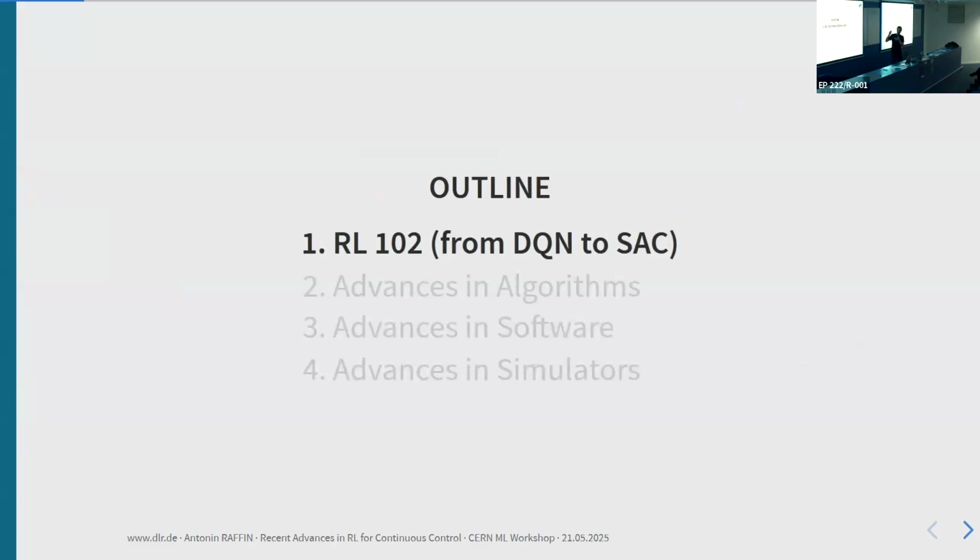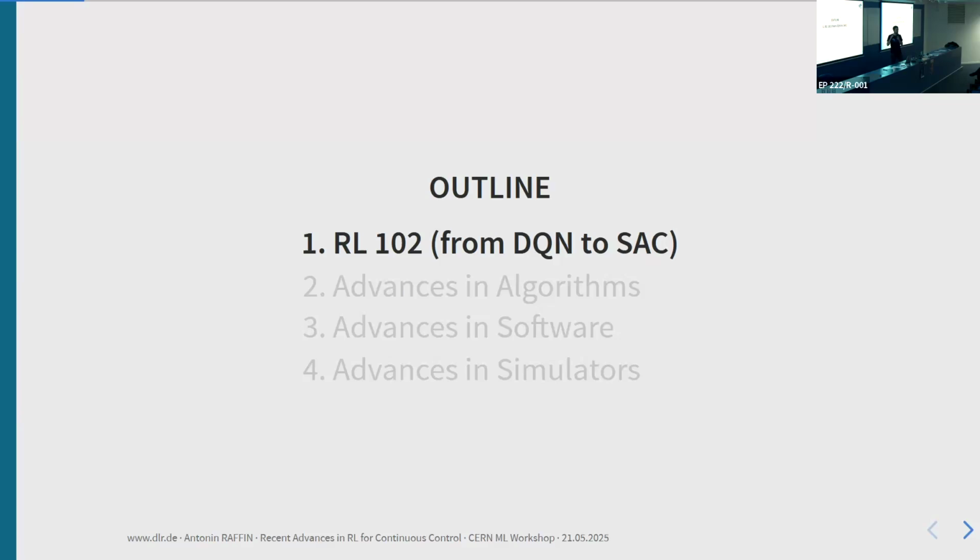The outline of today will be first for me to quickly get you up to speed in RL and state-of-the-art approaches, because all the recent advances in algorithms that I will present are on top of the Soft Actor-Critic algorithm. Then I will also present some advances in software that are also linked to making things faster and to enabling the use of sample efficient algorithms. And I will finish with some advances in simulators that also changed the RL world.